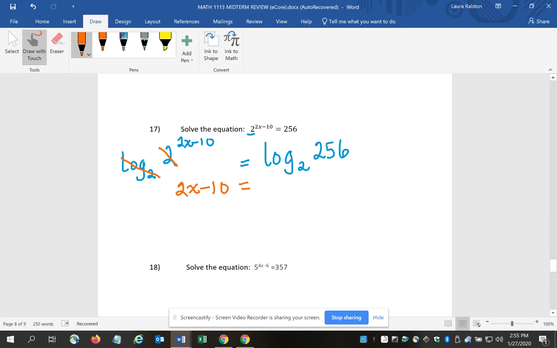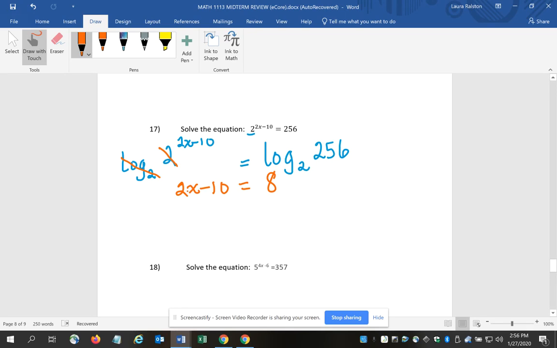Log base 2 of 256, if you have one of your newer calculators, it will do it for you. Okay? If you don't, you can use the change of base formula. It's just really up to you. So let me see if I can tell you what that is. I get 8. Okay, log base 2 of 256 would be 8.